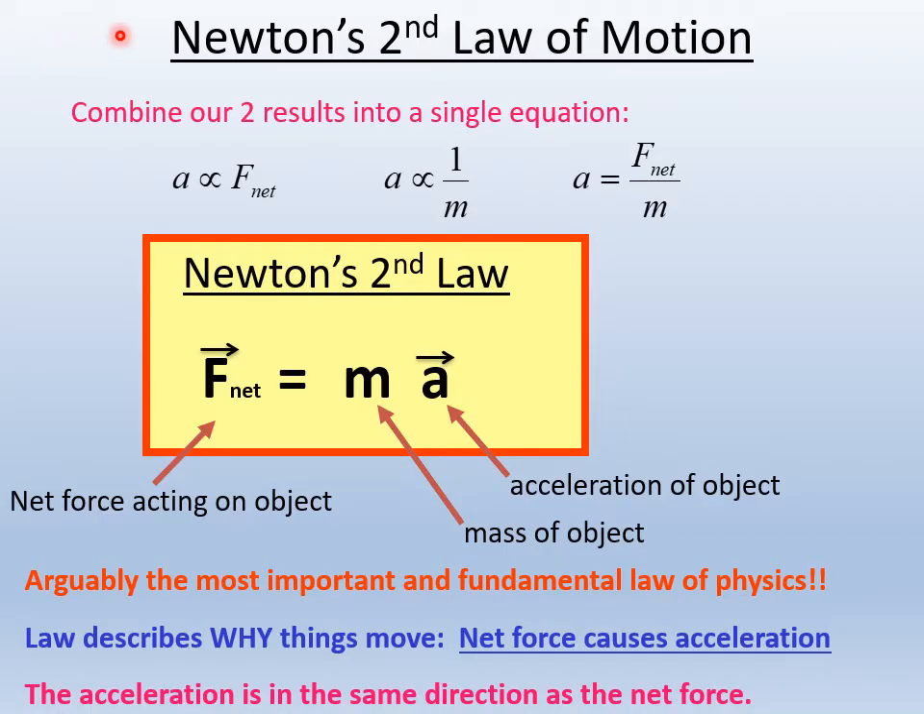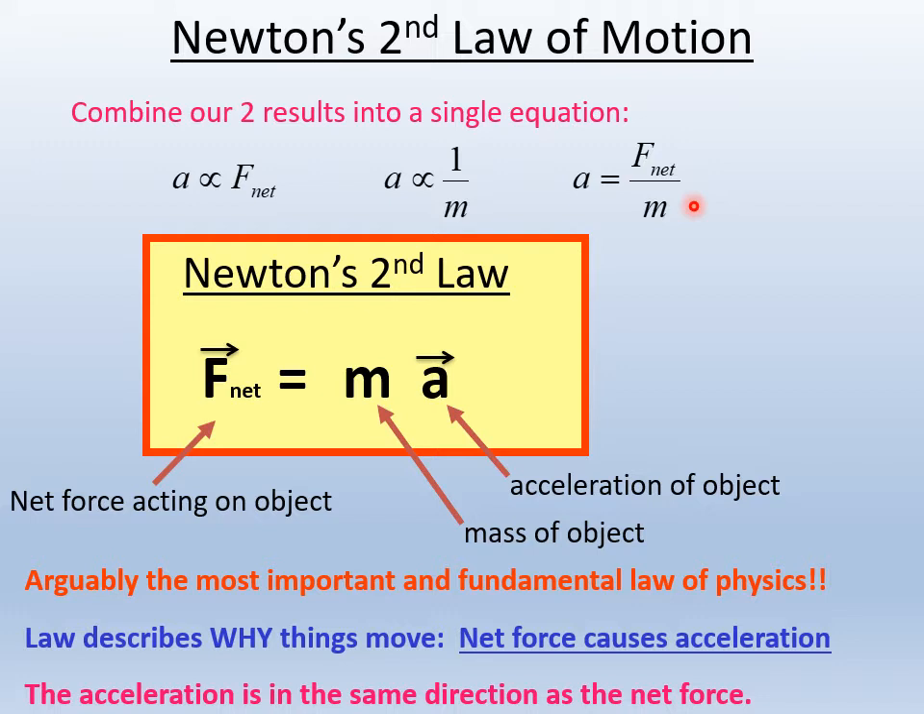So we can now put together these two concepts that we just learned about in the last 2 slides from our accelerating crate, and we can come up with Newton's second law of motion. Let's combine our 2 results. We learned that the acceleration is proportional to the net force, and the acceleration is proportional to 1 over the mass of the object. Combining these together, net force is going to be on top in the numerator, and mass, m, is going to be down below in the denominator. And so this is what Newton figured out. The acceleration of an object is equal to the net force on the object divided by the mass of the object.